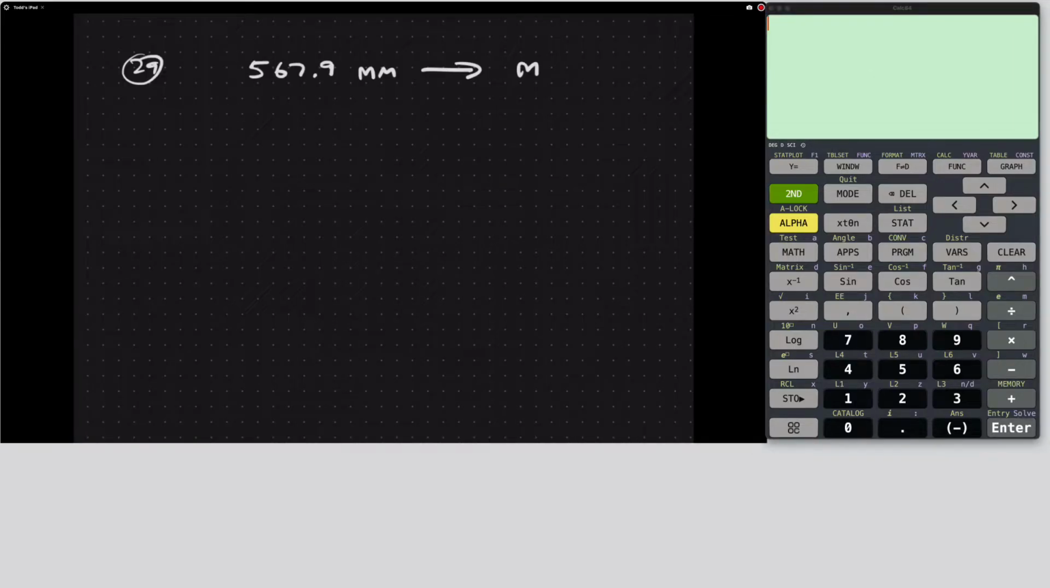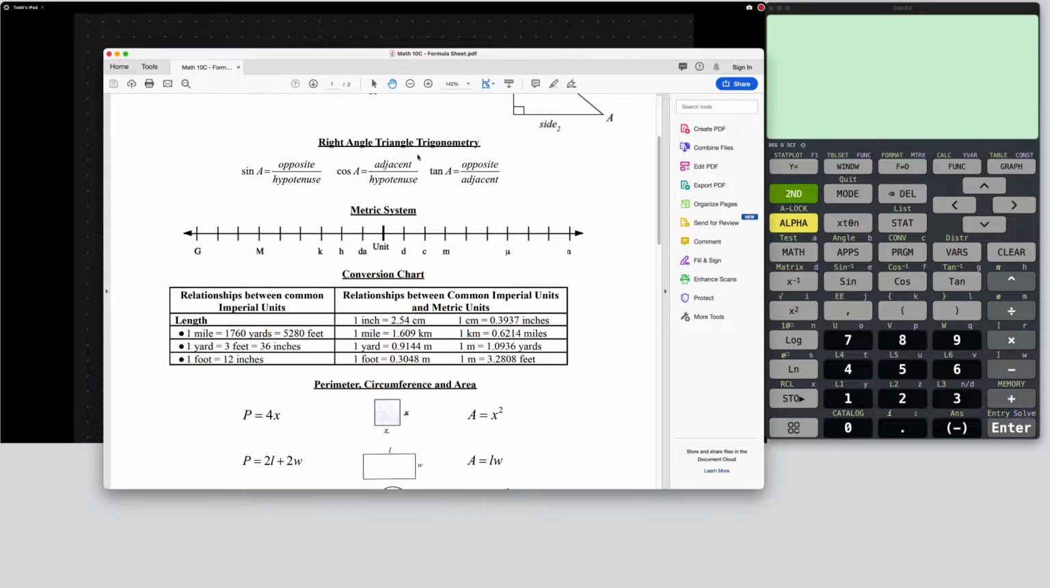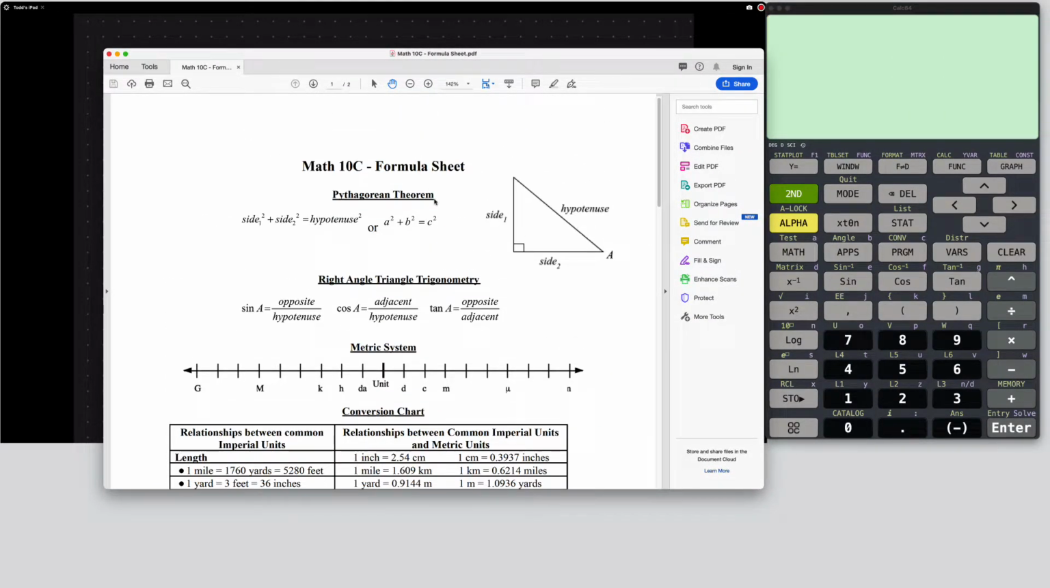All right, everyone, we're going to take a look at question number 29. So this time we are converting from 567.9 millimeters into meters. You'll want to use the number line that is on this formula sheet that you will have on the test.